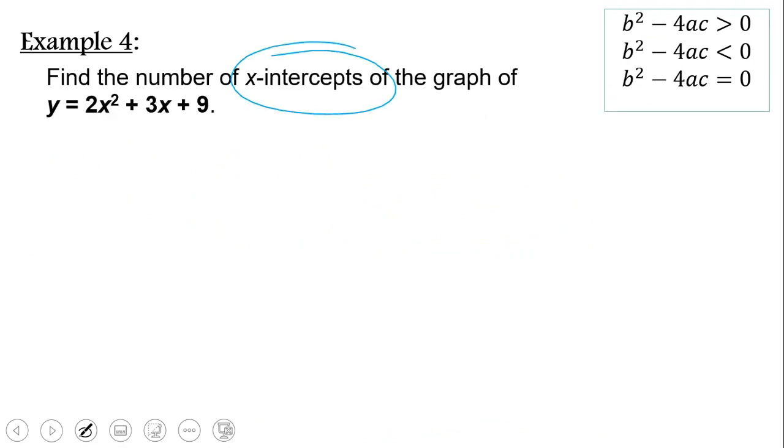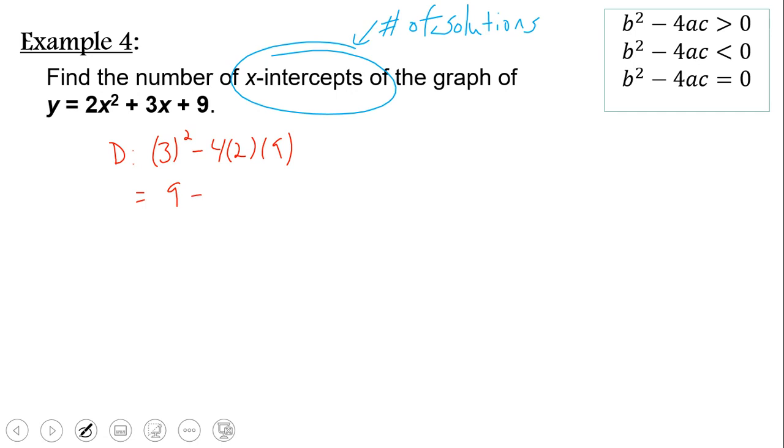If you're asked to find the number of x-intercepts, that's the number of solutions. Remember, we've talked about numerous times that those words are synonymous. They mean the same thing. So if we want to find the number of x-intercepts, we'll just find the discriminant. The discriminant is going to be equal to 3 squared minus 4 times a times c. So my discriminant is going to be equal to 9 minus 4 times 2 times 9, so 8 times 9, we've got 9 minus 72. That's going to be equal to negative 63. So my discriminant is negative. Because my discriminant is negative, there is no real solution.